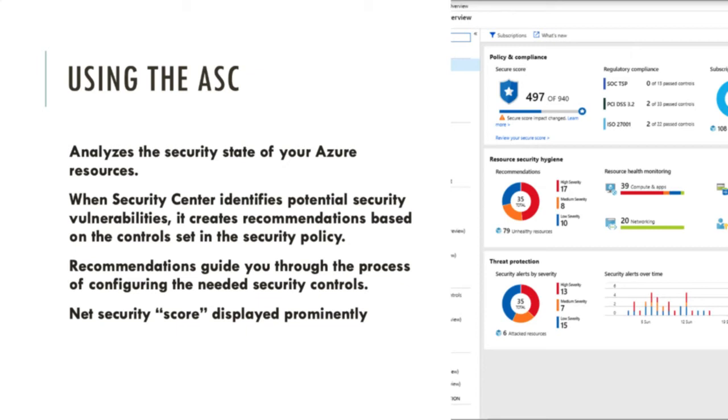The recommendations, if you act on them, will guide you through the process of configuring the needed security controls. If you identify and then act on the recommendations, what you will see on the upper left-hand side of the dashboard, right-hand side of the slide, is that your net security score will start to improve.